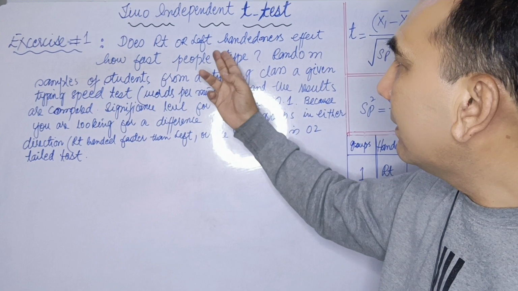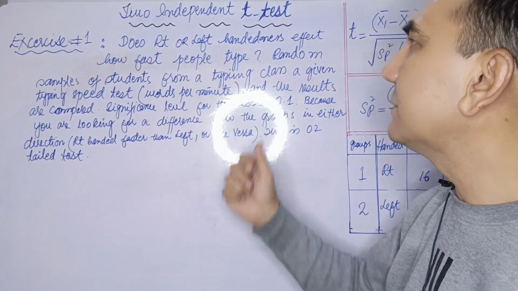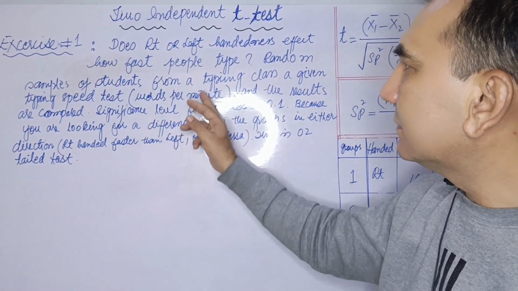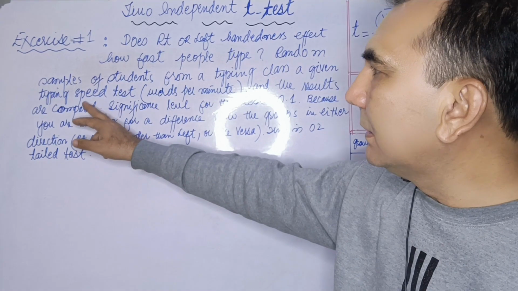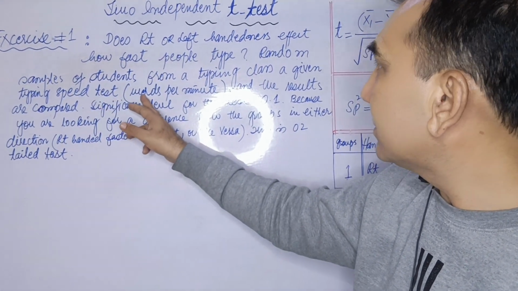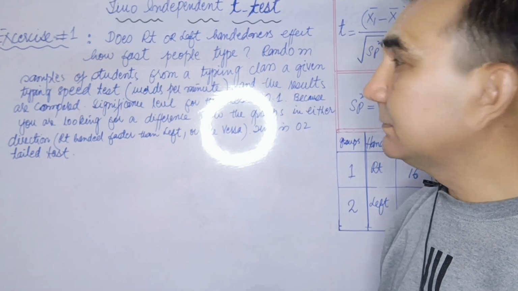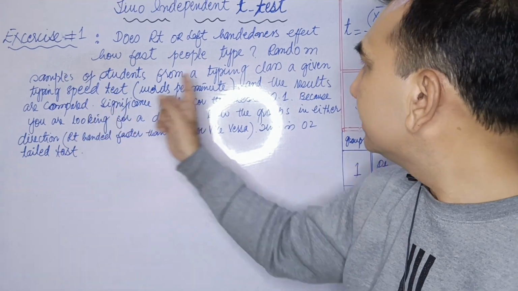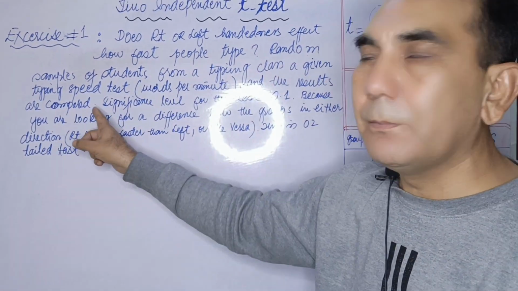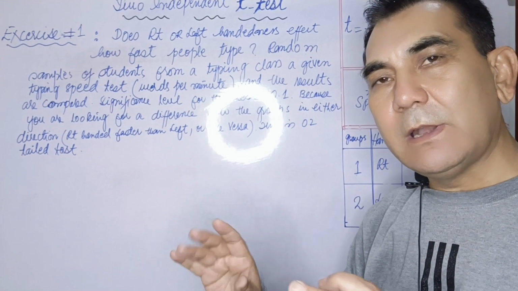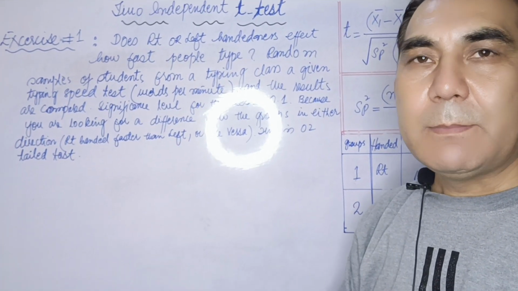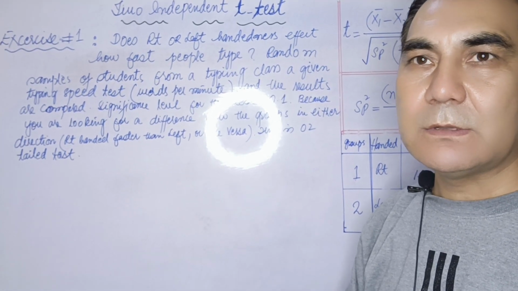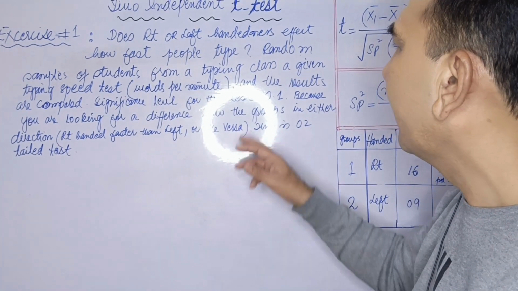Does right or left-handedness affect how fast people type? A random sample of students from a typing class are given a typing speed test in words per minute, and they calculate the result. You are to compare the class, and the results of the right-handed and left-handed students giving the typing speed, and they would like to see which one, the right-handed or the left-handed students, is faster in typing speed.